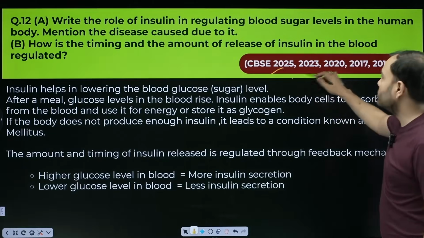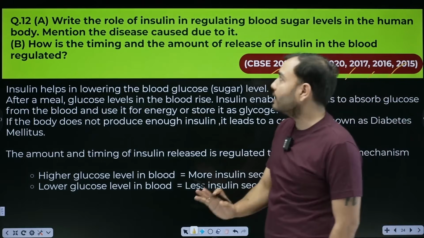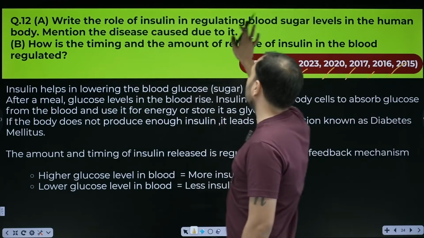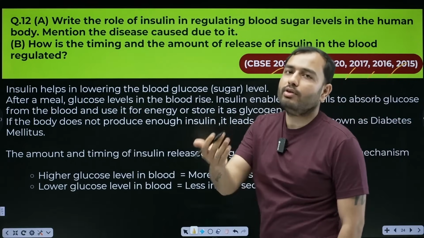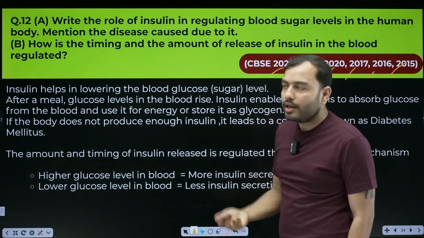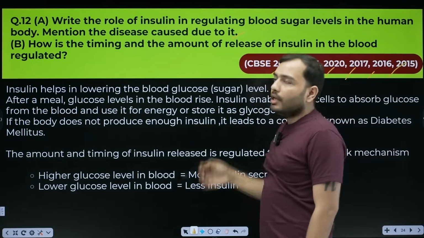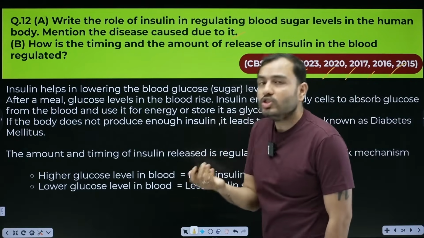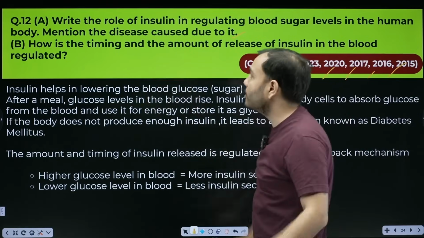Next, CBSE 25, 23, 20, 17, 16. Oh my God, how many times has this similar question come up? Write the role of insulin in regulating blood sugar level. What is the role of insulin? What does it do? It lowers the blood sugar level. That's its role. And in the human body, mention the disease caused due to it. If there is a deficiency of insulin, what will happen? The blood sugar level will remain high. What has happened? Diabetes has happened.